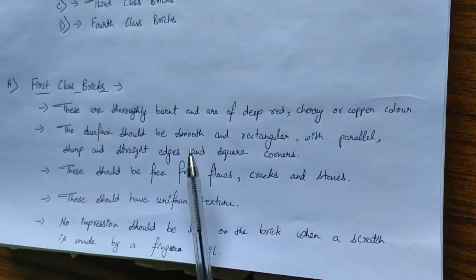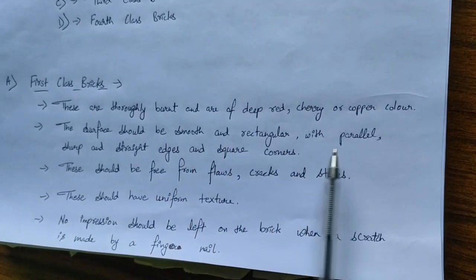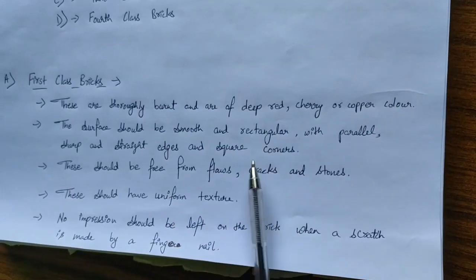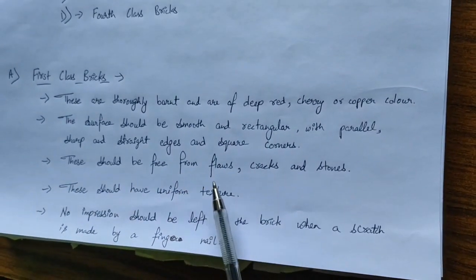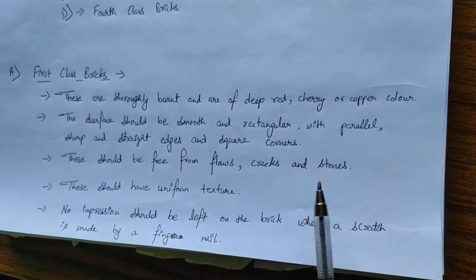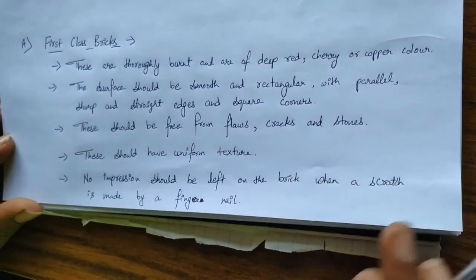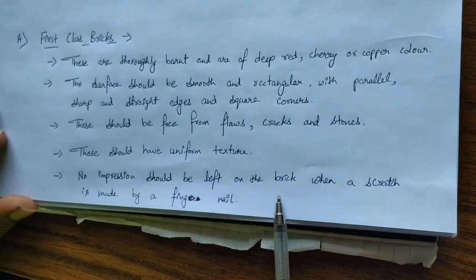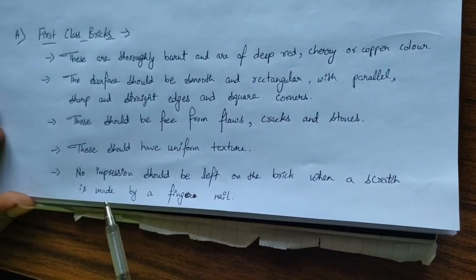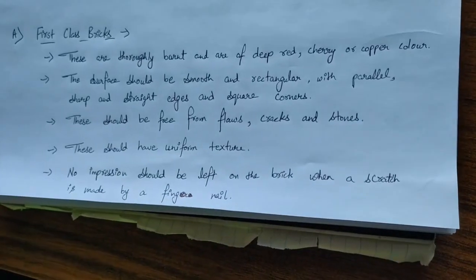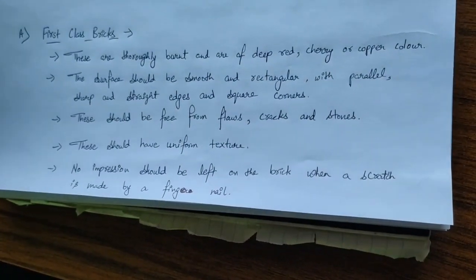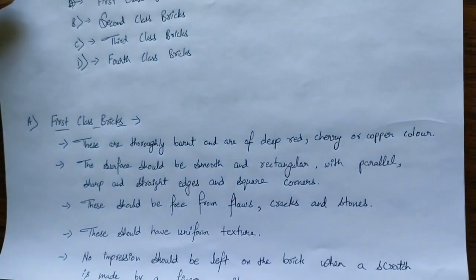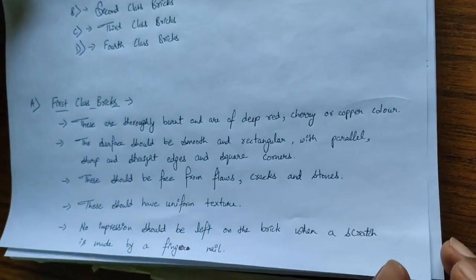The surface should be smooth and rectangular with parallel, sharp and straight edges and square corners. These should be free from flaws, cracks and stones. They must be symmetrical. They should have uniform texture. No impression must be left on the brick when a scratch is made by a fingernail. So when you try to scratch the brick with your nail, there should not be any impression.